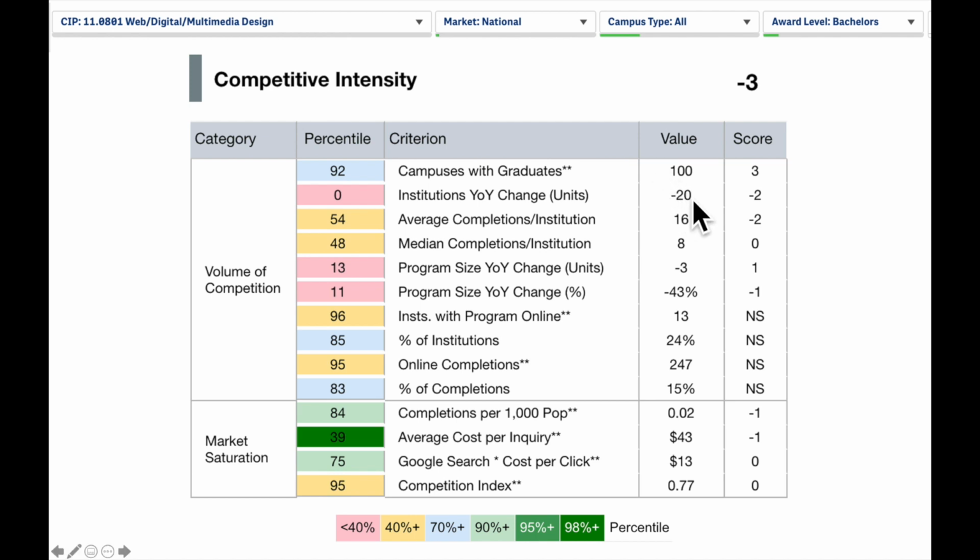With a net change of 20 institutions no longer producing graduates, it is concerning that program size still declined year over year. Online competition is also moderate, with 24% of programs offered online and 15% of all completions occurring in online programs. The good news for this program is that market saturation, in terms of completions per 1,000 population, is low. It is also inexpensive to market, as seen in the low cost per inquiry and Google cost per click. However, the Google Competitive Index, a scale of 0 to 1 with 1 indicating the most competitive, is high, meaning there are many people interested in buying keywords related to this program.